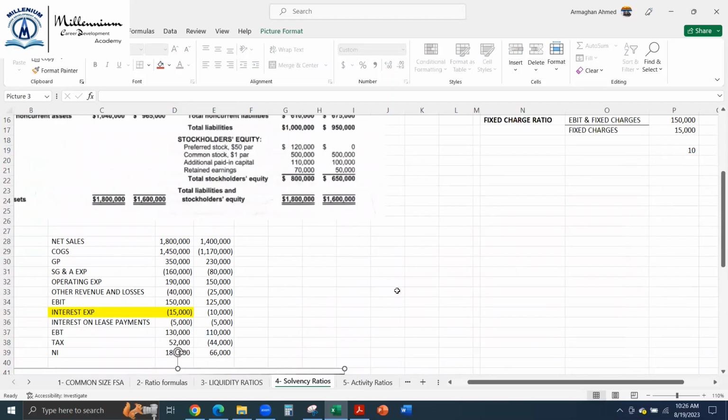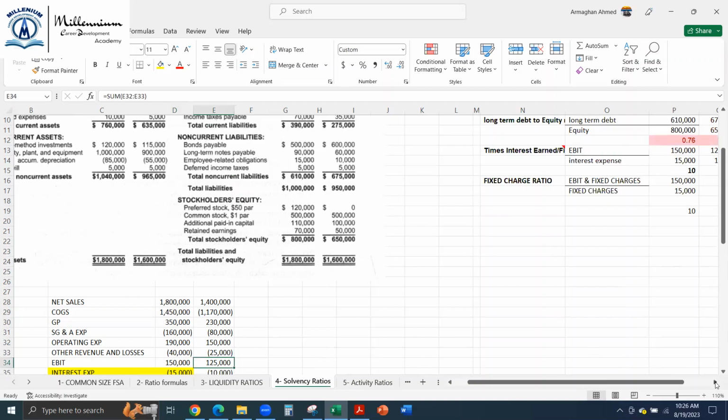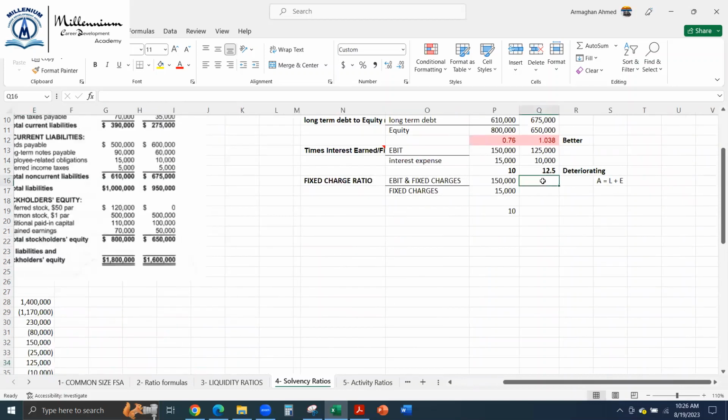So now we had discussed basically 150 divided by 20, right? Now we'll do 125 divided by 20, the earlier one. So here we can do 125 divided by 20,000. So that is coming how much? 6.3, right? This is the fixed charge ratio.